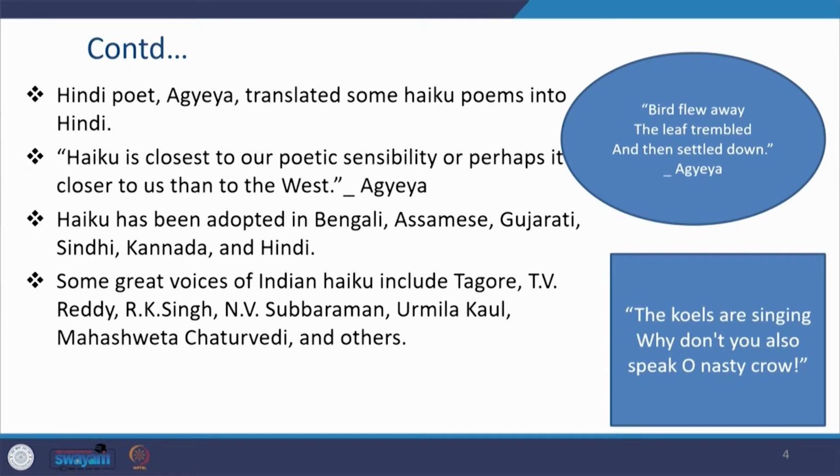And as I had mentioned in the previous lecture, and I am going to repeat, we have some haiku poets, namely T. Vasudeva Reddy, R.K. Singh, N.V. Subbaraman, Urmila Kaul, Mahasweta Chaturvedi and others. So, we have already discussed T. Vasudeva Reddy, and in his haiku poems we have found the realism, the irony, the contemporary picture, and here again in the world of R.K. Singh, who is actually one of the living legends of haiku poetry in Indian writing in English.